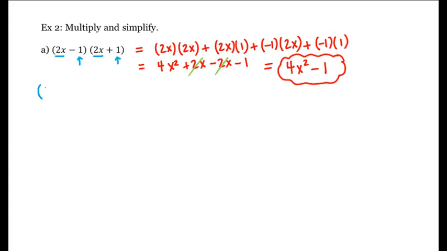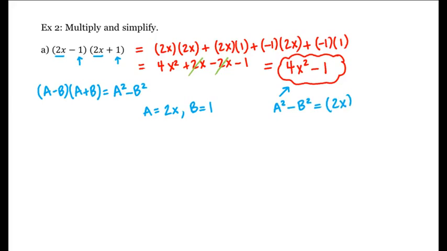And the formula is that a minus b times a plus b is equal to a squared minus b squared, because the outer and inner terms will always cancel, which is what we just saw. That is, in our case, our a is 2x and our b is 1. So our answer here is a squared minus b squared, or 2x squared minus 1 squared, which is this 4x squared minus 1.